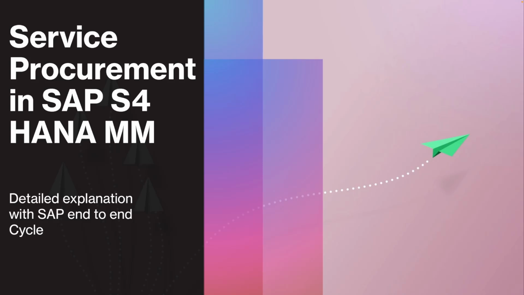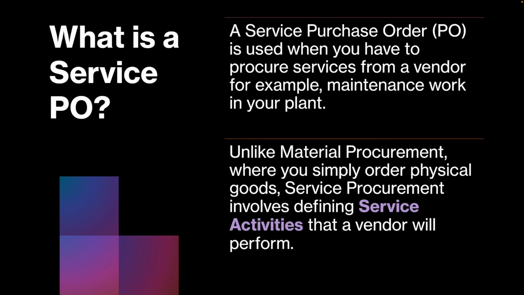Now let's start discussing our current topic, that is the service procurement. So what is a service purchase order? A service purchase order is used when you have to procure services from the vendor. For example, you have to do some maintenance work in your plant. In that case, you will hire the services of a vendor to do that particular maintenance job.